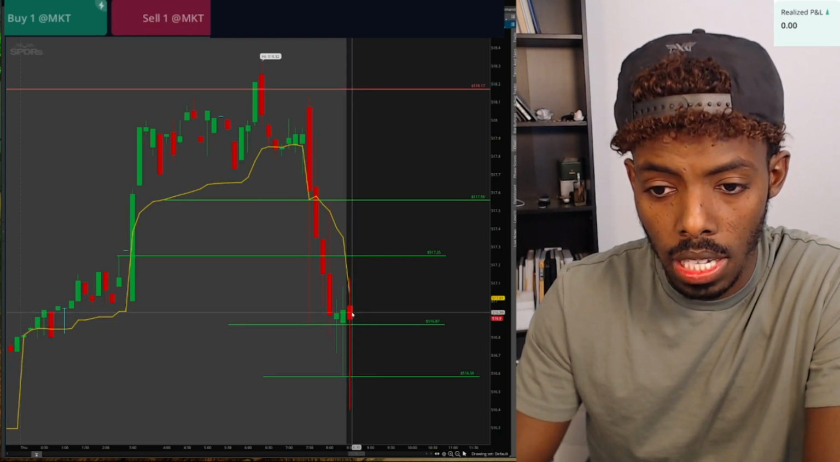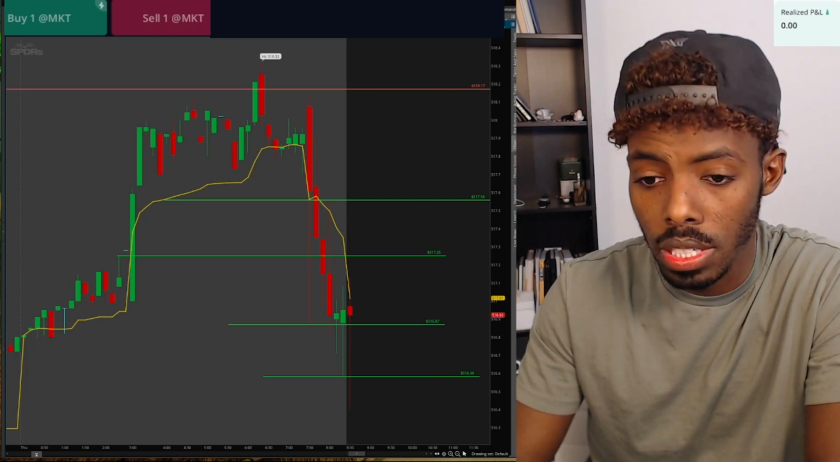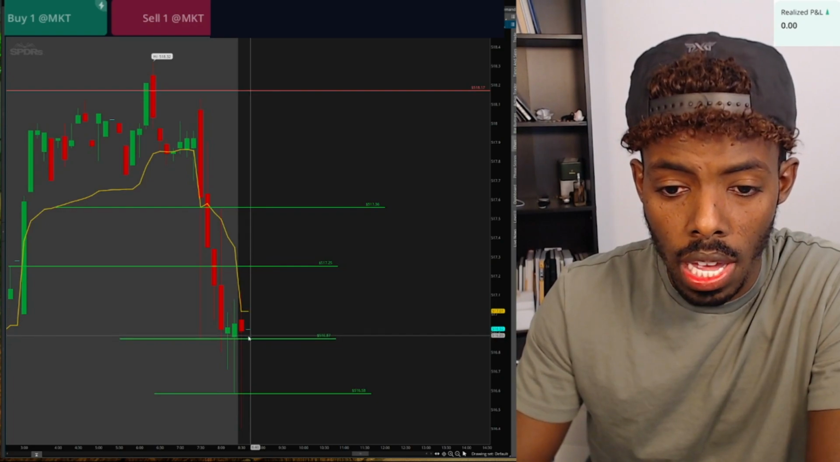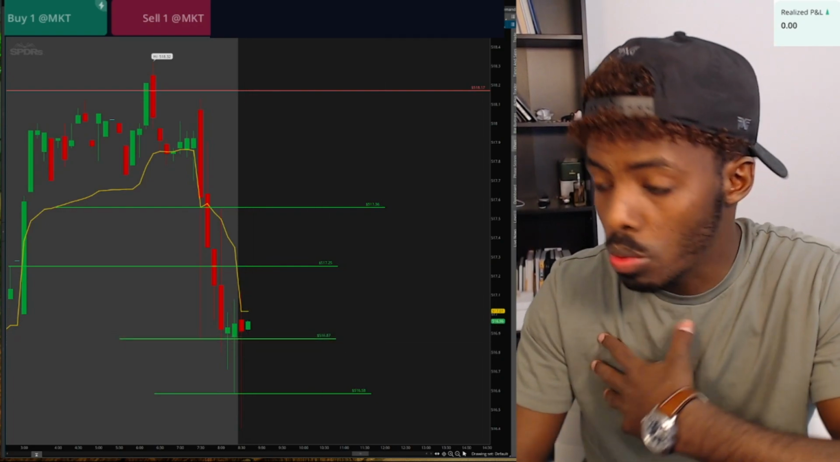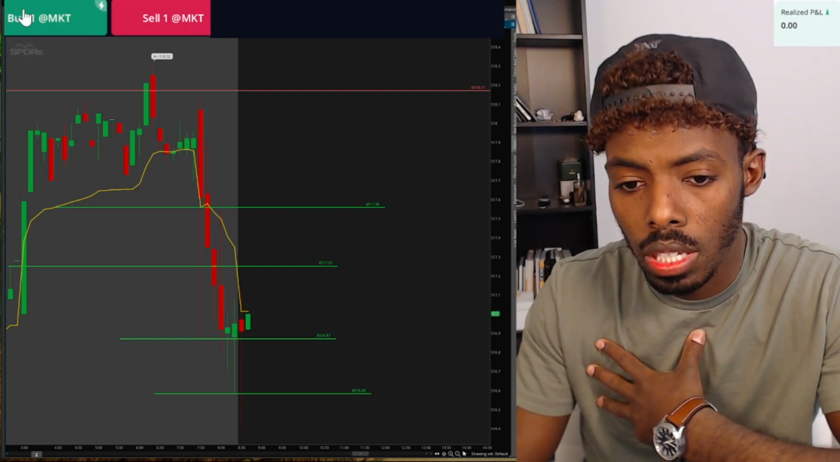But if the body closes below here and we have less than a minute, actually we have to start preparing in either direction here for SPY. If the body closes above, we're going to go long. If the body closes below, okay, the body closed below, so we're going to go put. All right, let's go ahead and buy a put real quick on the VWAP.